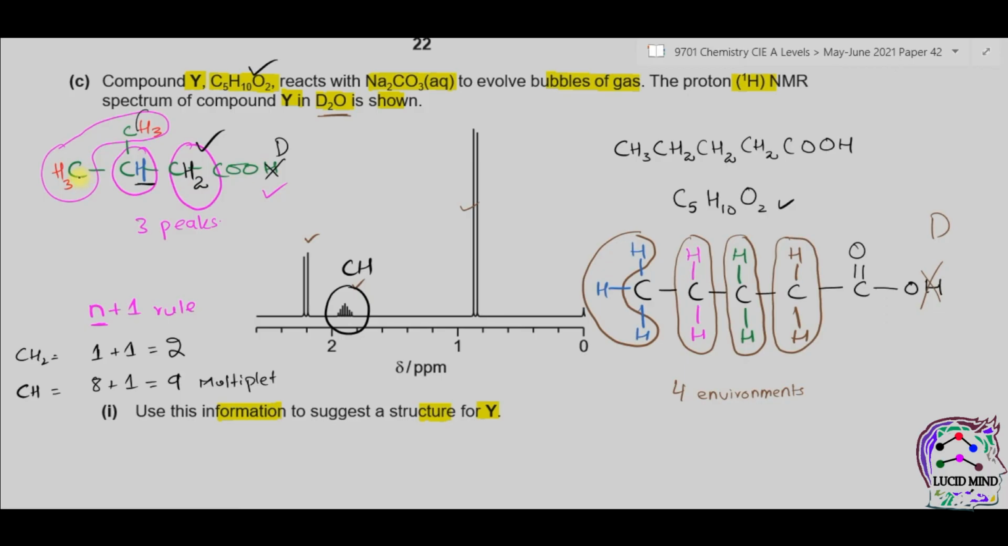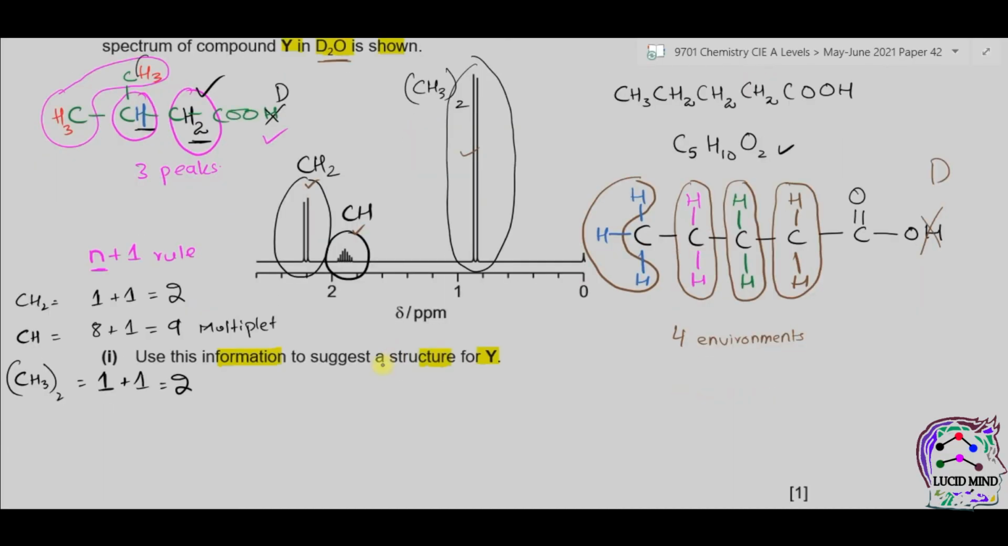Now the third one is this CH3. On the neighbor, we only have one CH, so one hydrogen is available and n is 1. For the 2 CH3 groups, one neighbor plus 1 gives a doublet. So these two are doublets. As we can see, this CH2 is nearest to the oxygen atoms, which are electronegative, so deshielding will take place and we have a higher chemical shift in ppm. So this peak is because of this CH2, and this third peak is because of these CH3 groups. Now we can draw the structure for Y. We have 2 alkyl groups attached to this carbon, then CH2, then C double bond O, OH.